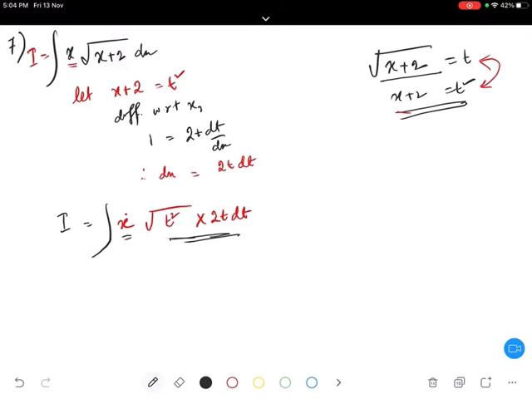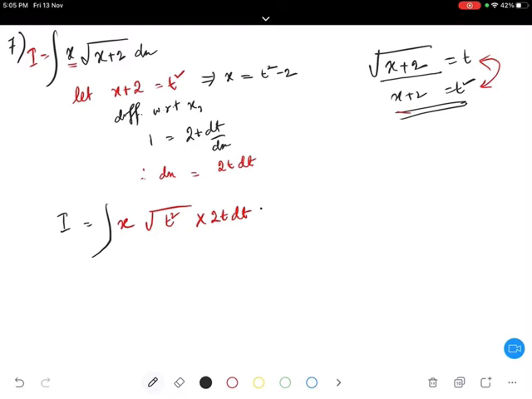So what will I do? Can anybody tell me what I will do with x? No idea. Look at here. We have substituted x plus 2 is equal to t square, right? So can't I write this one as x is equal to t square minus 2? Can I, yes or no?